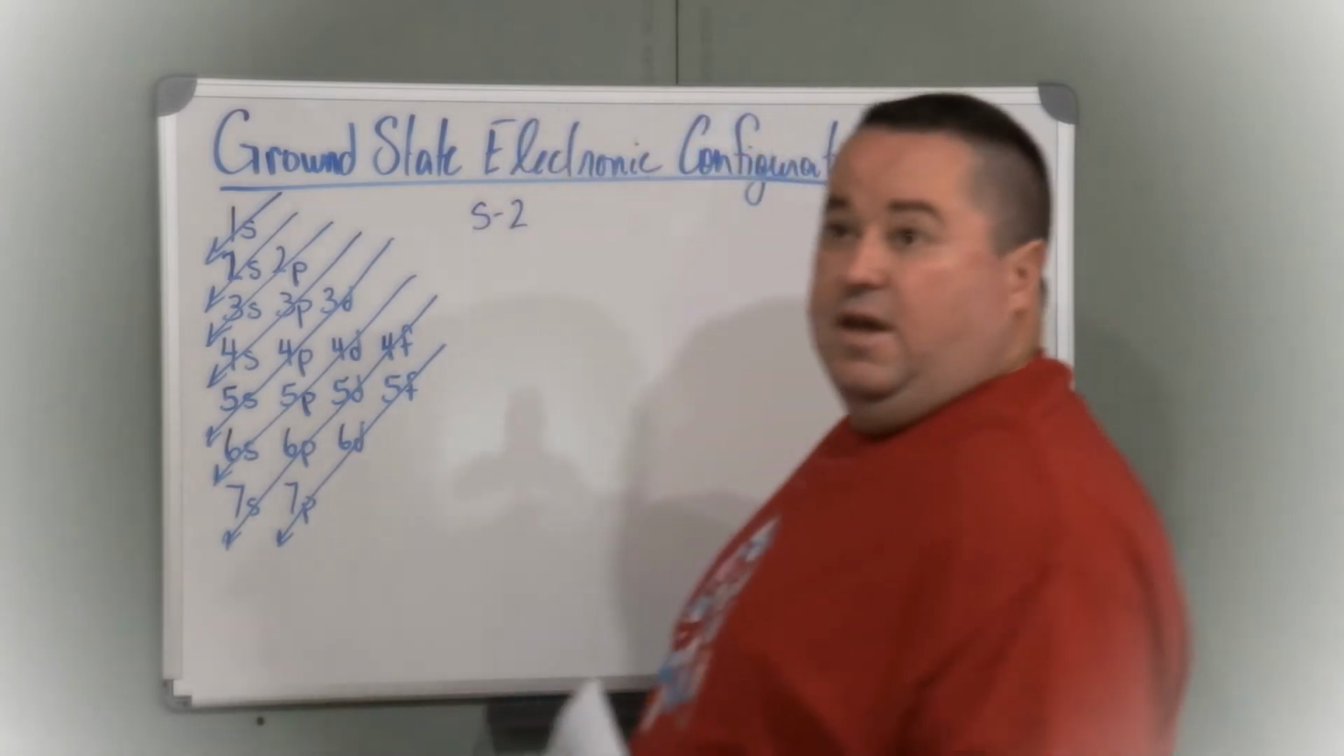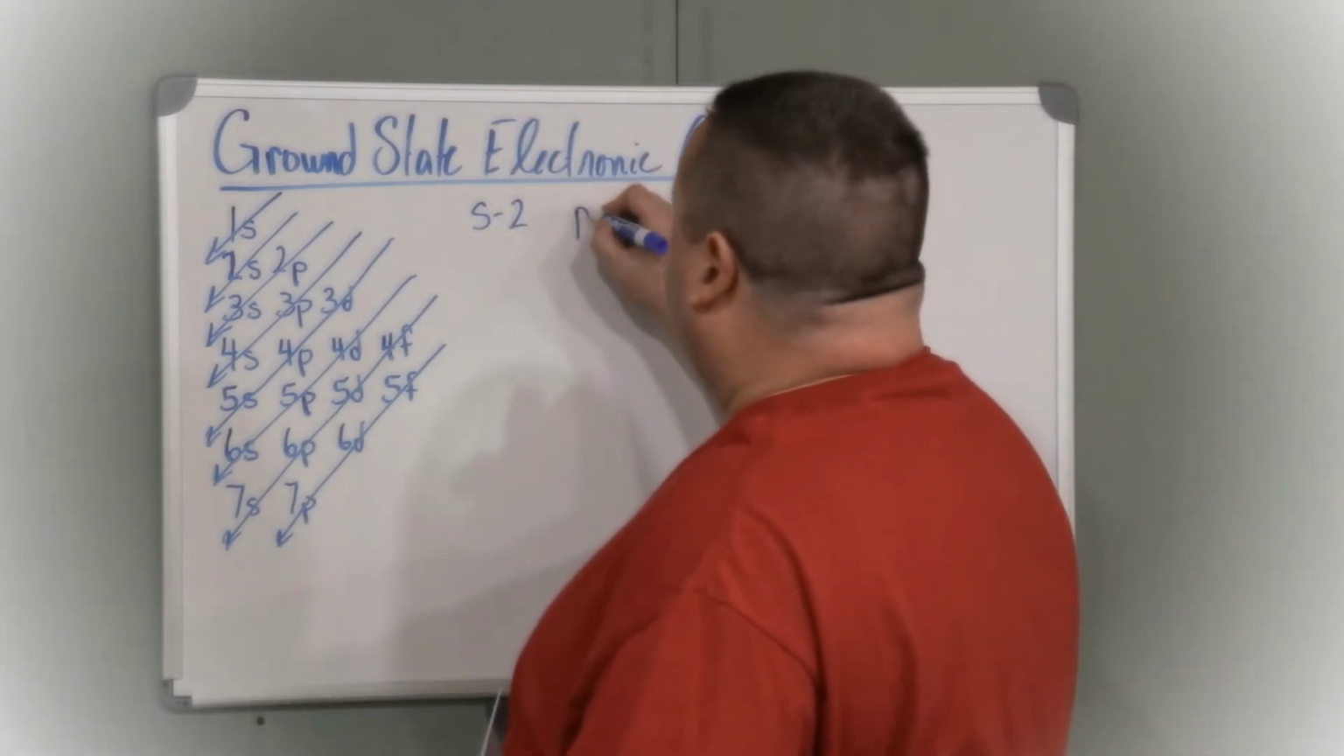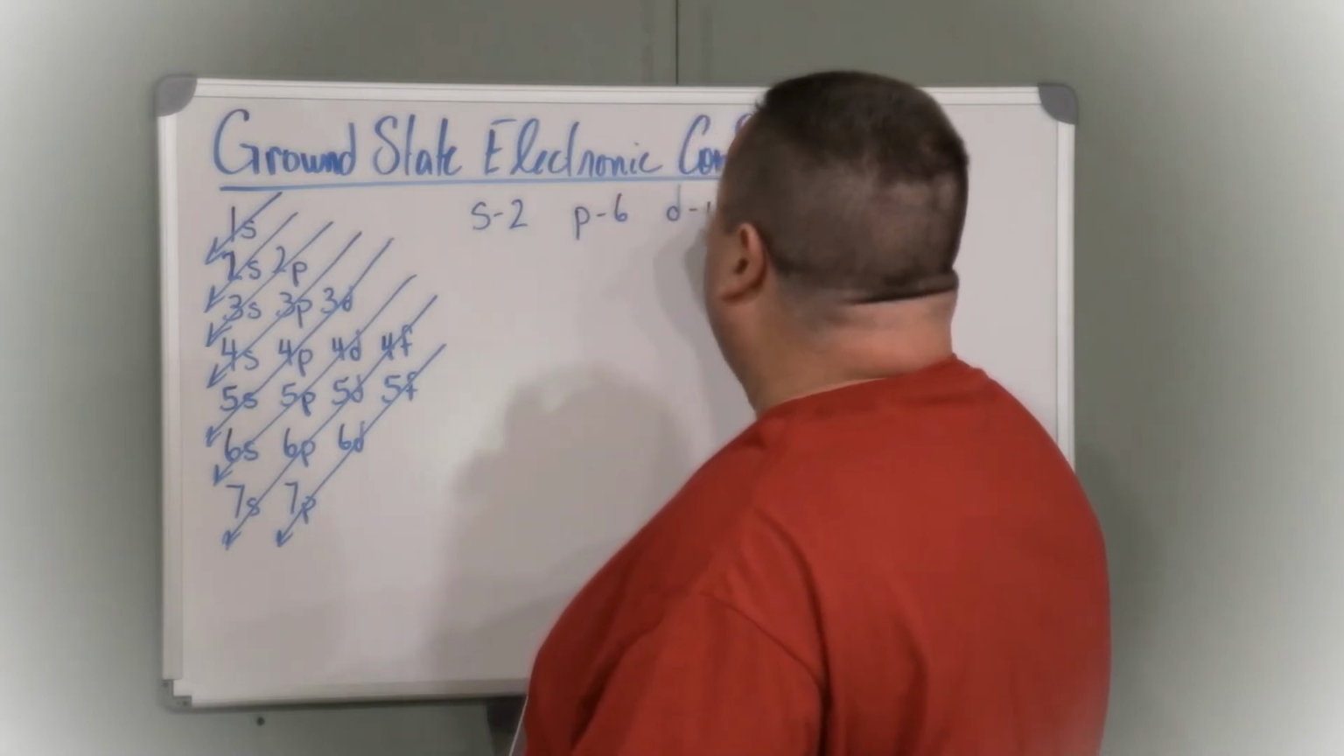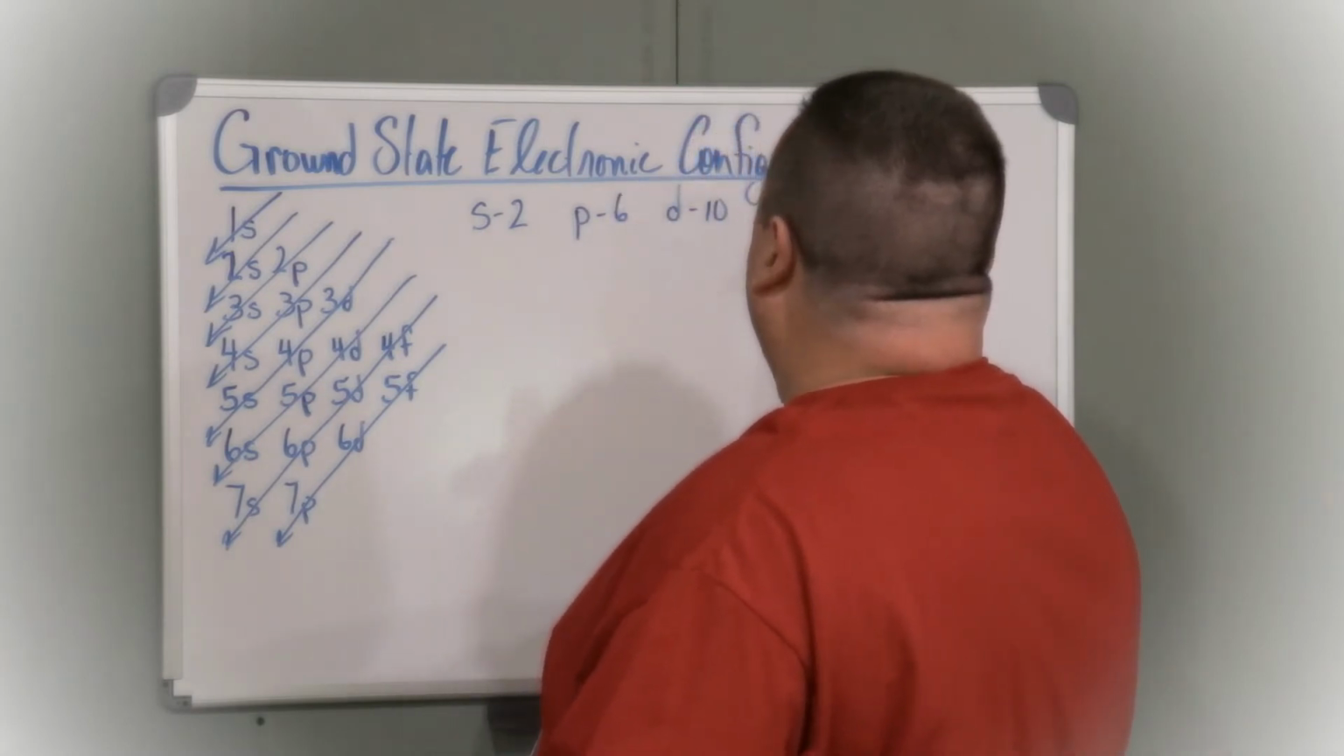We also need to know the capacity of our subshells. S's can hold at most 2 electrons, P's can hold 6, D's can hold 10, and F's can hold 14.